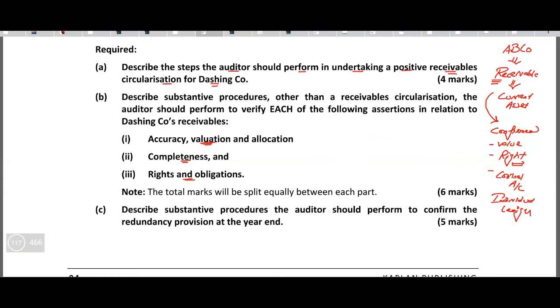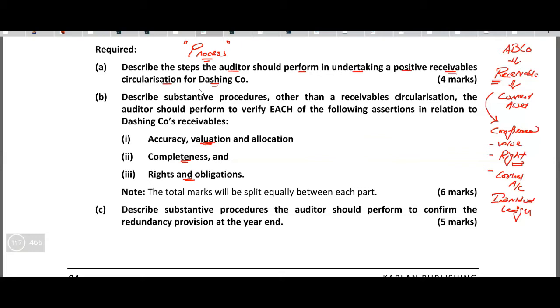So this is the process which is known as receivable circularization. Now, what the examiner has asked you is to describe the steps the auditor should perform in order to undertake a positive receivable circularization. That means they're asking you regarding the process of receivable circularization. Now, something which is based on common sense: obviously, these are the receivables of the management, not your receivables, so you cannot be blunt enough to contact them directly. No, you cannot do this.